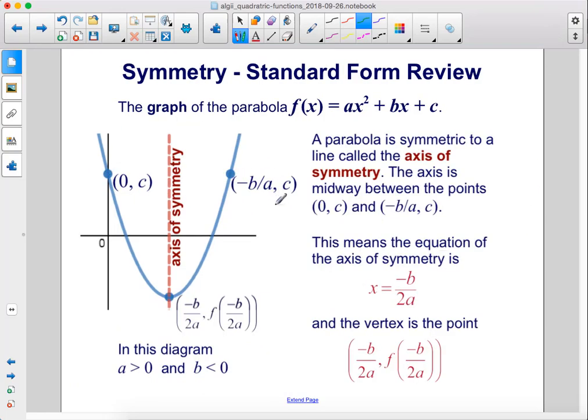A parabola is symmetric to a line called the axis of symmetry. The axis is midway between the points (0, c) and (negative b over a, c). So this distance here is equal to this distance here. This means the equation of the axis of symmetry is x equals negative b over 2a, because that is half of the distance to this x value, which is negative b over a. This is negative b over 2a. It's half that. The vertex is the point (negative b over 2a, f of negative b over 2a).